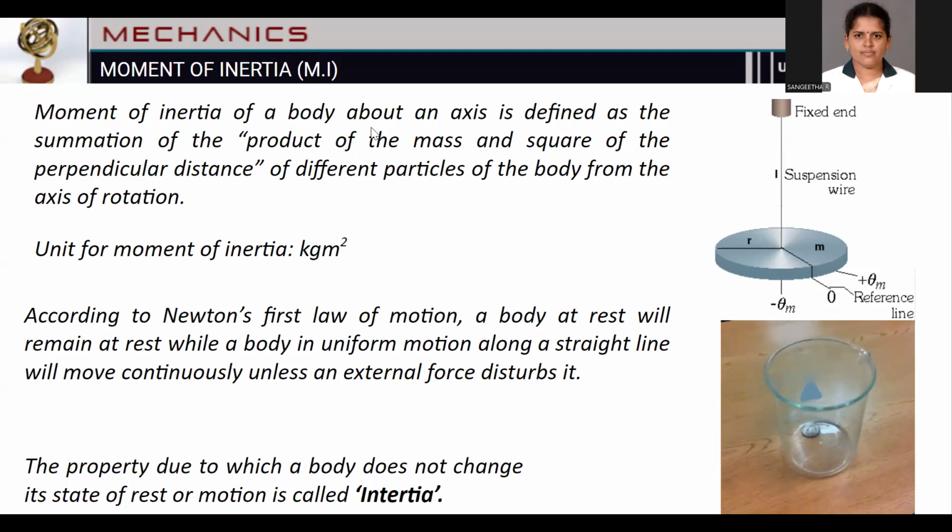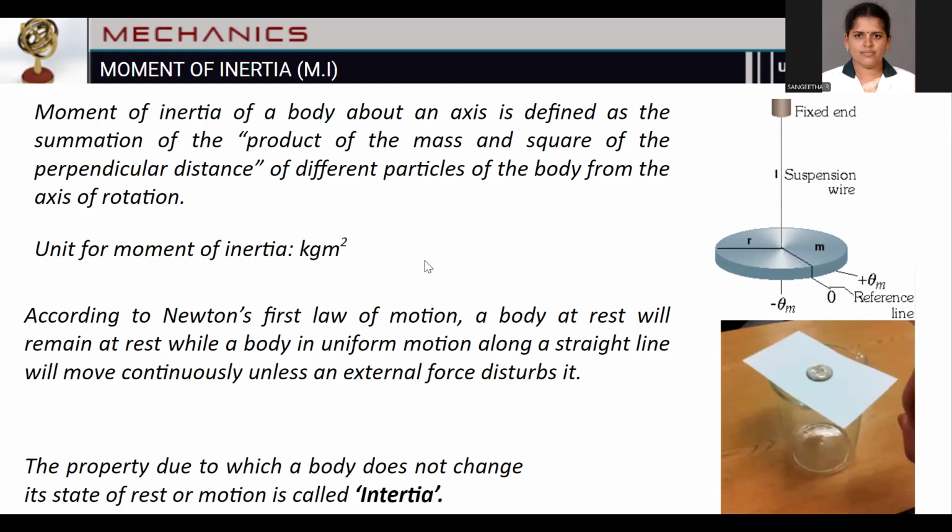I is equal to mr square. That is the product of mass m and the square of perpendicular distance r square. That is mr square. The unit of moment of inertia is kilogram meter square.